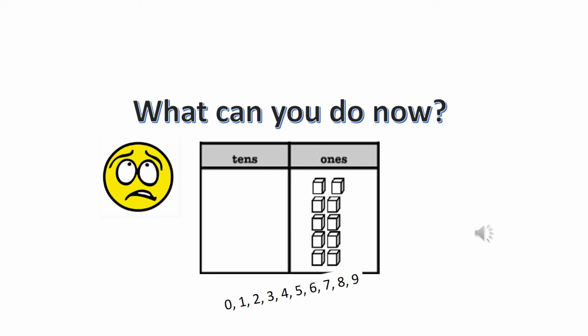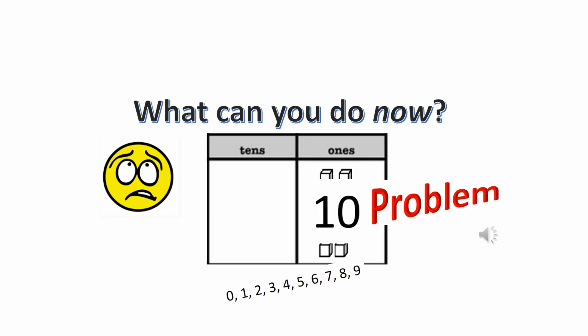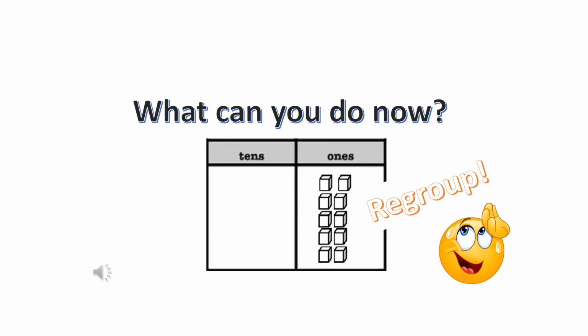So when this happens, what can you do now? We have 10 cubes in the ones place. And we have a 2-digit number, the number 10, in one place value. And that's a problem. We can regroup. We can count out 10 little cubes and move them into the tens place. Just watch.